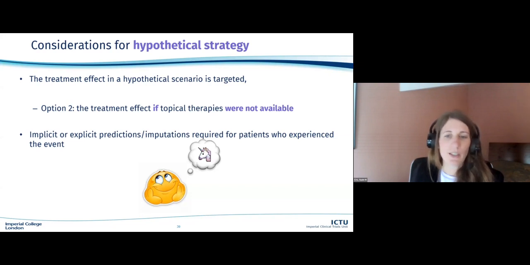So because of this, implicit or explicit predictions or imputations may be required for the patients who experience the intercurrent event, as their desired outcome is not actually observed. So there will be additional assumptions required to actually estimate this estimand. Now, in some cases, it could be quite valuable to implement a hypothetical strategy. So for example, in studies with certain treatments that are available as rescue medication that are not available in routine practice. This would be useful when your objective is to explore how the treatment performs in routine practice. In that scenario, you'd want to consider what was the treatment effect if rescue medication was unavailable.